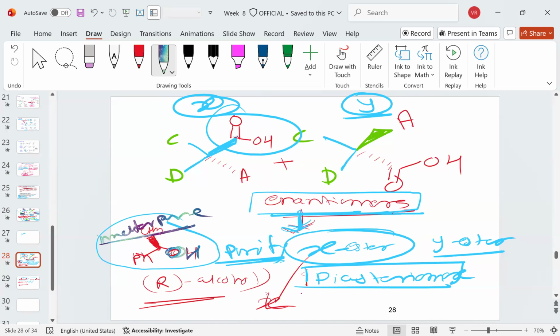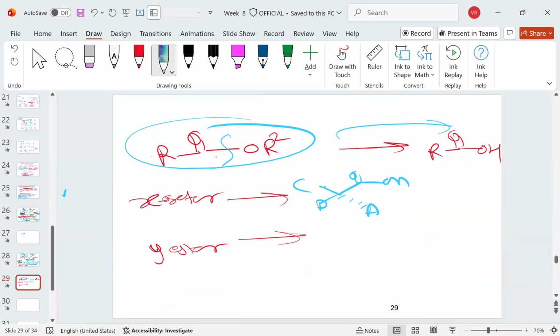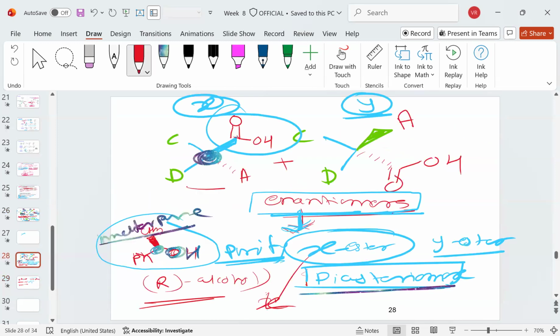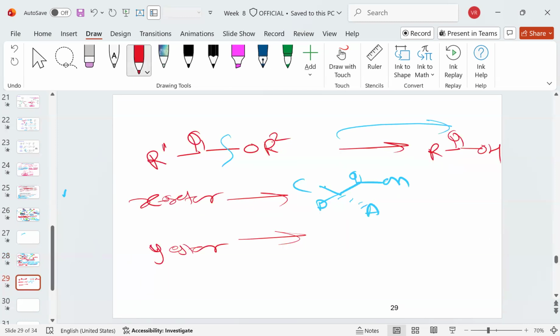Now what we are getting is the diastereomer in the product. Why? Because this is one chiral center, and the starting material also has one chiral center. So there are two chiral centers in the esters. The first chiral center came from R1, which is basically this entire group, let's say. So here is one chiral center. The second chiral center is from the alcohol.